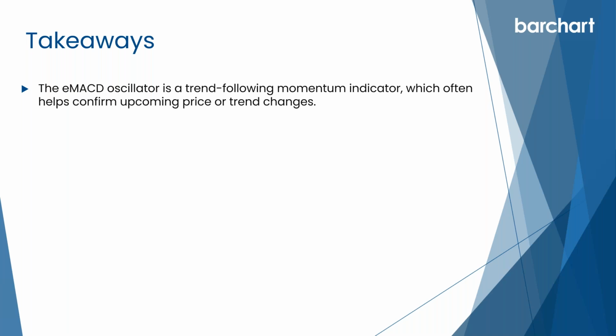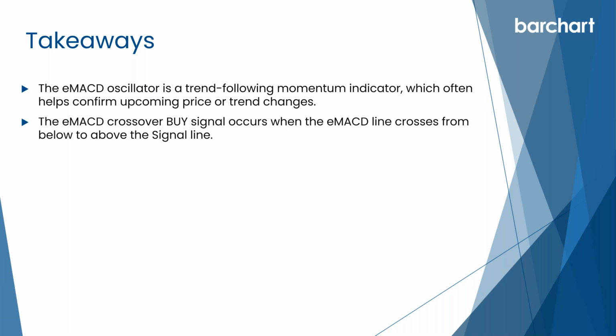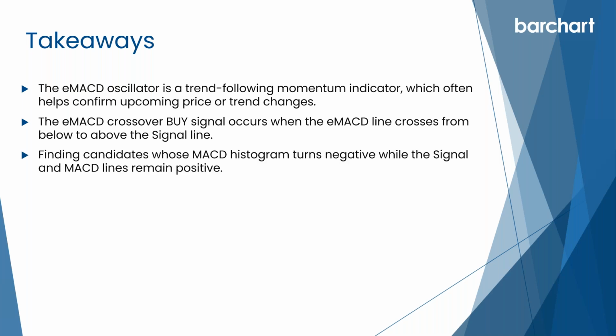So remember, the MACD oscillator is a trend following momentum indicator that often helps us confirm upcoming price or trend changes. The buy crossover signal occurs when the eMACD line, that black line, crosses from below to above the signal line, the pink line, and we're looking for candidates whose MACD histogram turns negative, brown, while the signal and the MACD lines remain positive, okay?